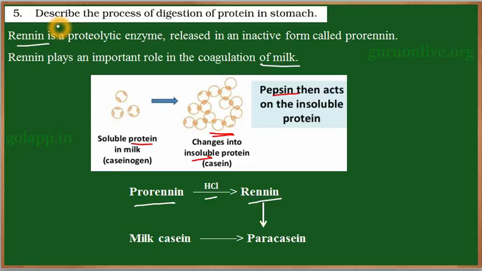So the digestion process begins in the stomach. The stomach has two enzymes, renin and pepsin. Pepsin helps in the digestion of protein. Renin helps in the digestion of proteins present in the milk. It converts the soluble proteins in the milk into insoluble form so that pepsin can act upon it.